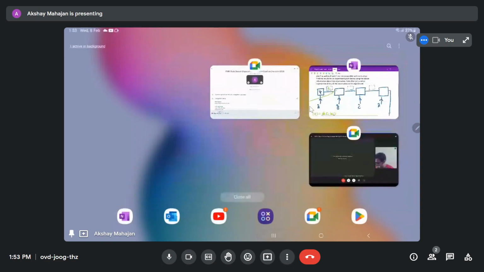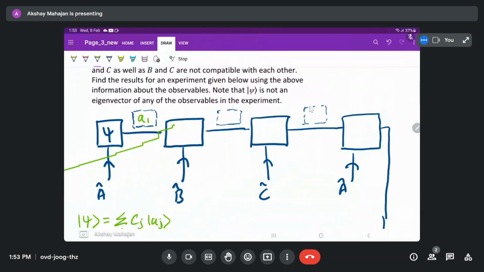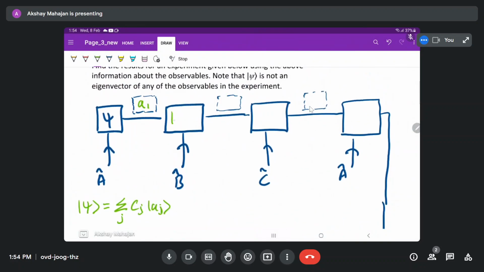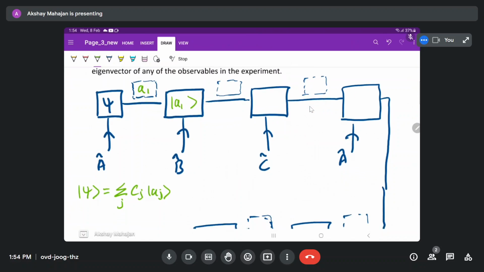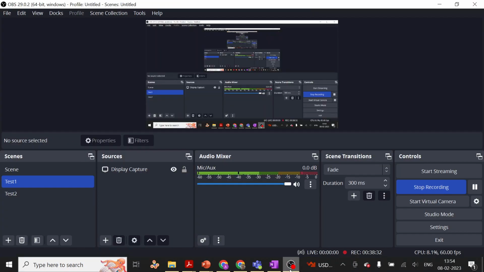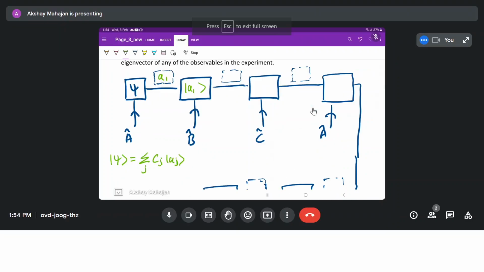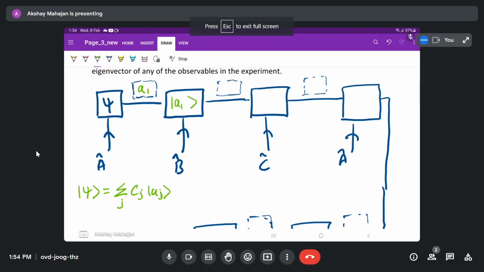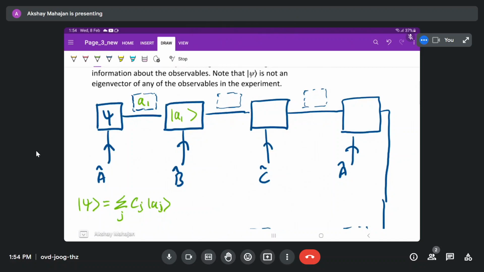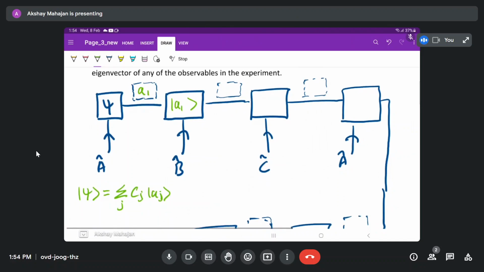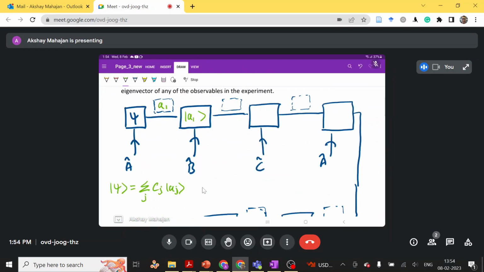Now our system will be in some state A1. Now we will apply operator B. Now since operator B commutes with, let me just, one minute, just check if this is working. Okay, sorry. Okay, as we know, this operator A1.